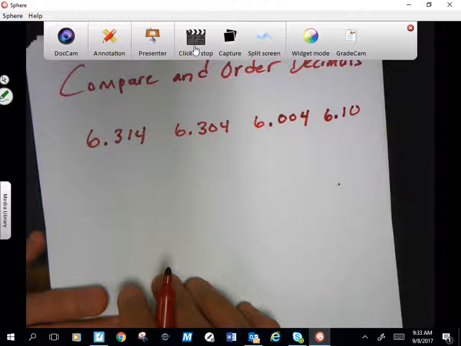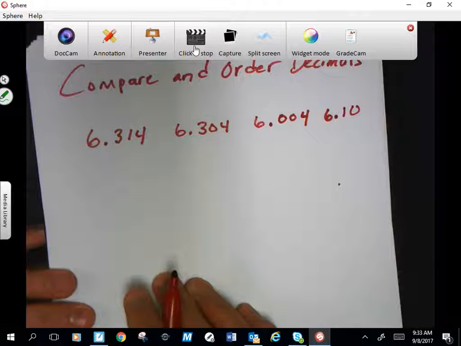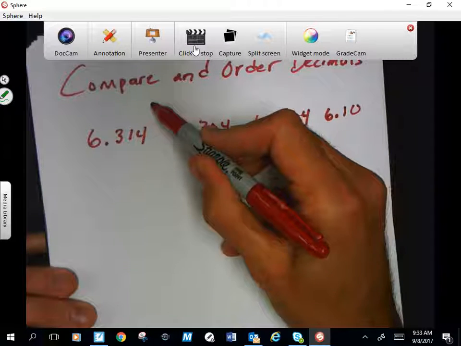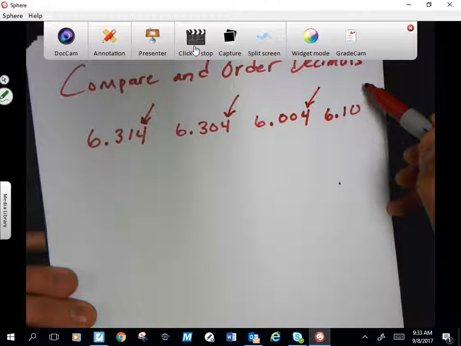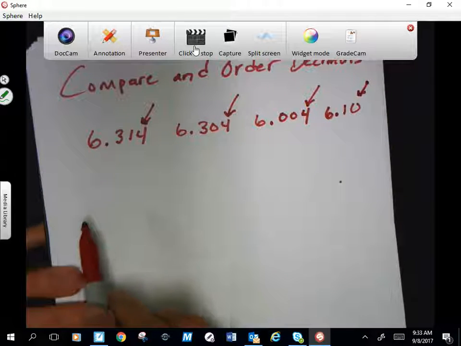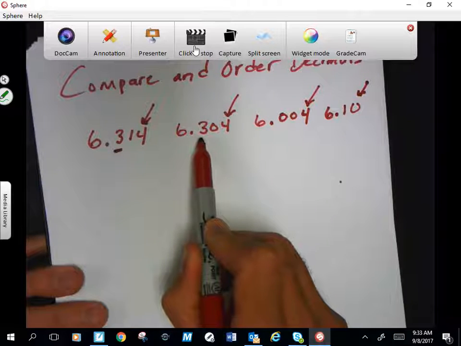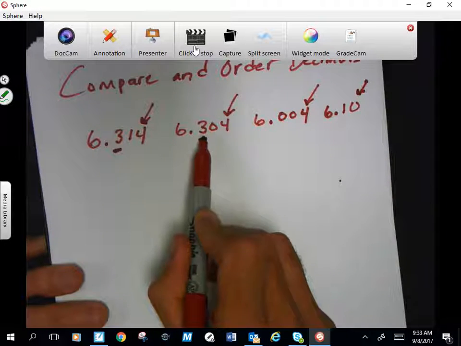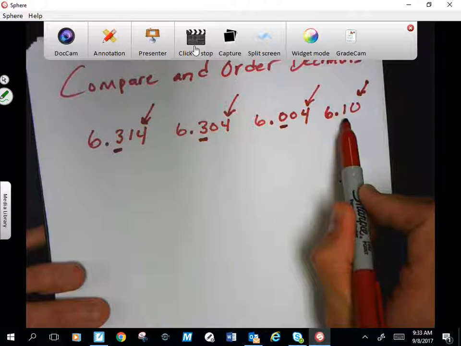I have four numbers. Now, we need to pay attention to our place value position. I noticed that 3 out of 4 of these numbers go out to the thousandth spot. 1 goes out to the hundredths. I noticed that 2 of these numbers have the same place value position in the tenths: 3 tenths, 3 tenths. Another number has 0 tenths, and the last number has 1 tenth.